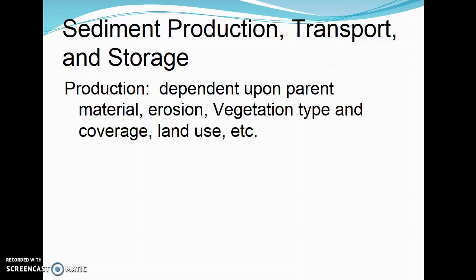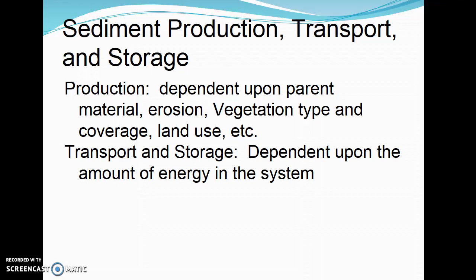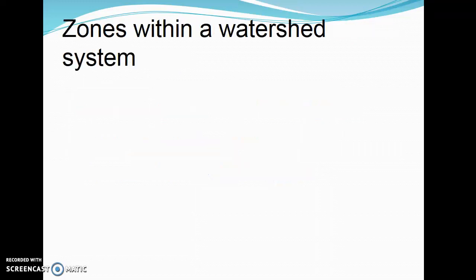So the production is dependent upon what the parent material is. Parent material would be the type of rock that the soil came from, or the type of soil or rock that the sediment comes from. Erosion, where that's occurring and when that's occurring, vegetation type, coverage, land use, etc. So production, we're talking production of sediment in a river system. The transport and storage depends mostly upon how much energy is in the system. So we talked about energy being really important because it affects so much of what fish need, and this is why, because it has to do with what that river can do with the sediment.